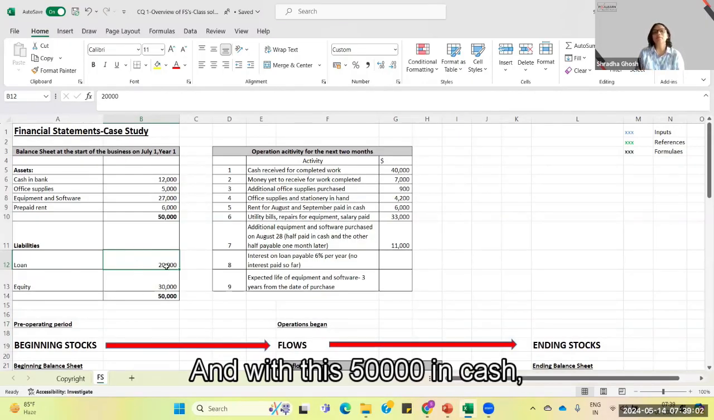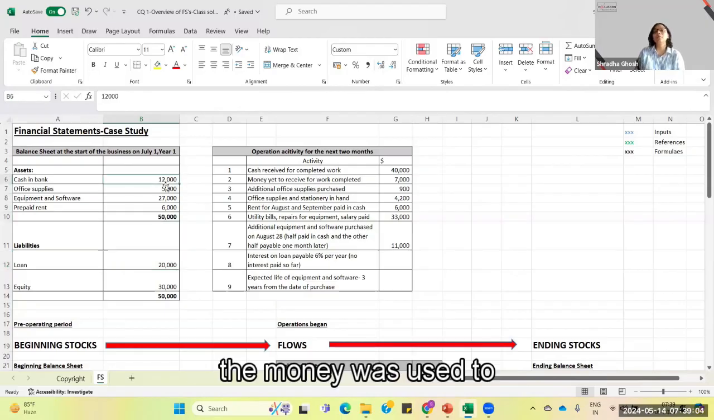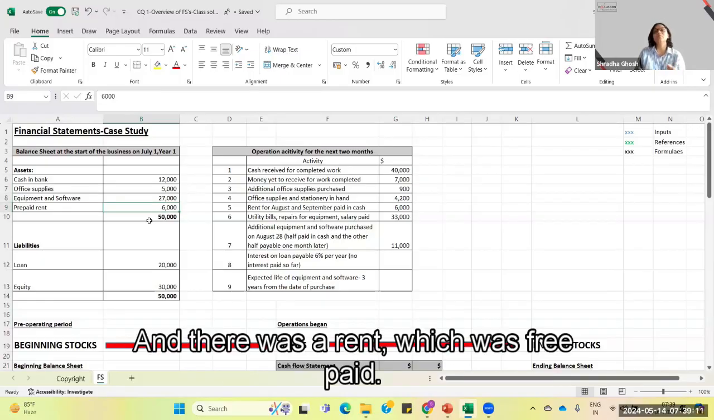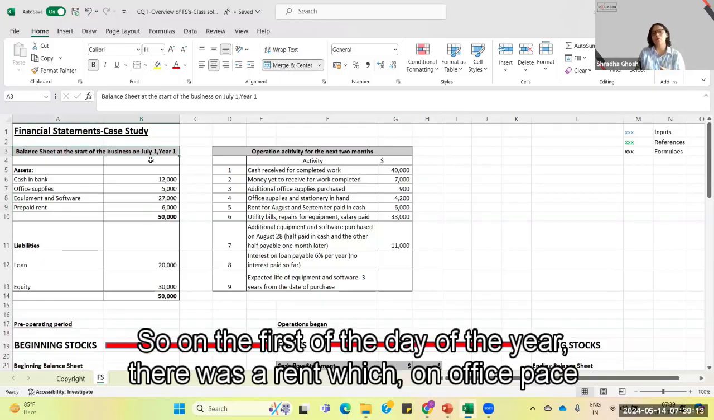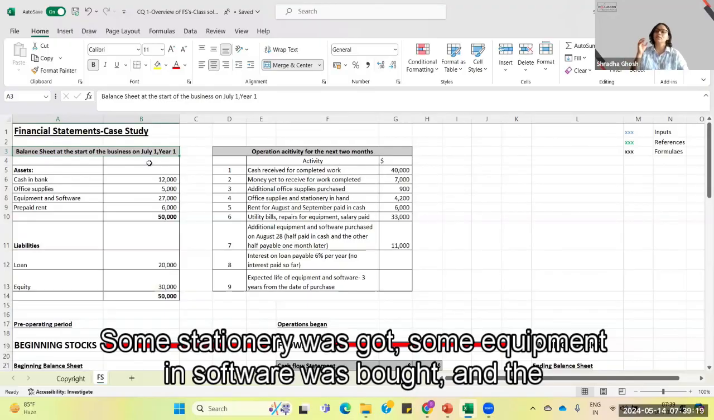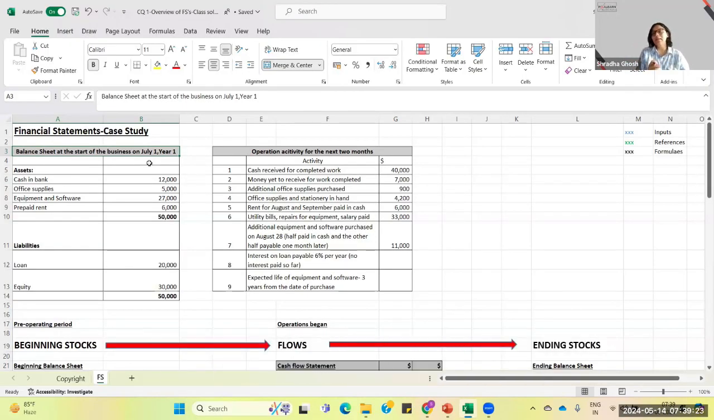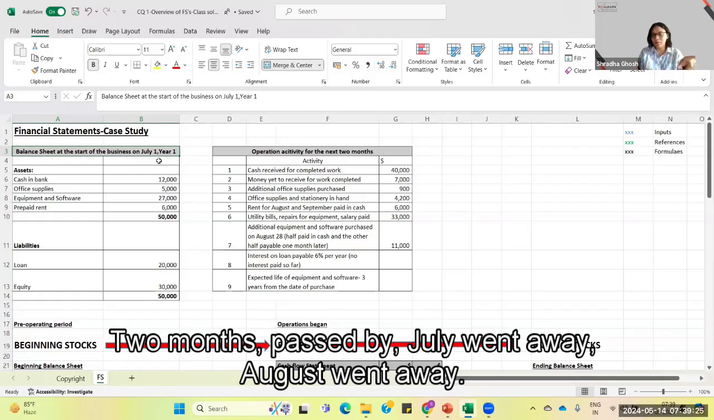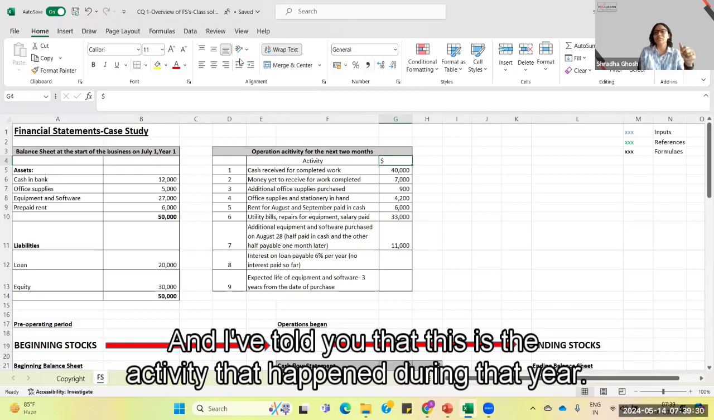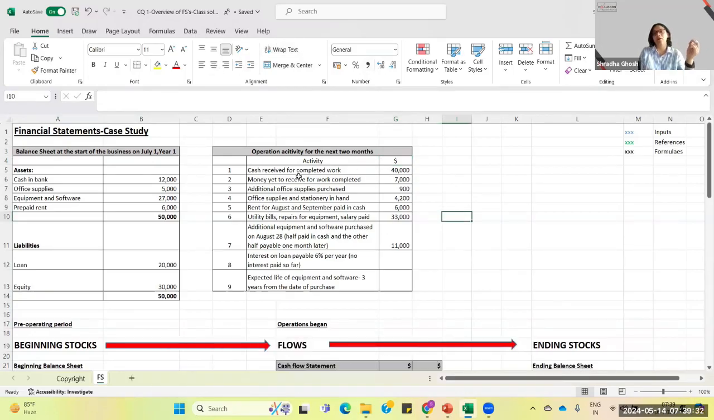With this 50,000 in cash, the money was used to buy some office supplies, and some equipment and software. And there was a rent which was prepaid on the first day. So an office space was bought, some stationery was bought, some equipment and software was bought, and the business started rolling. Two months passed by, July went away, August went away, and they've told you that this is the activity that happened during that year.